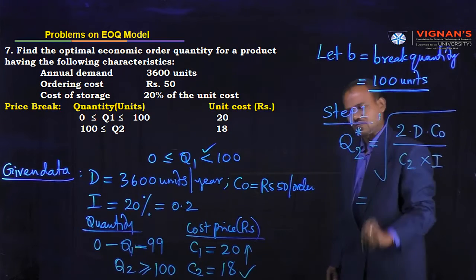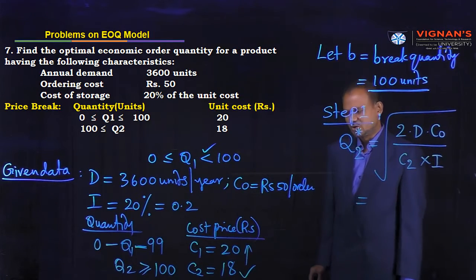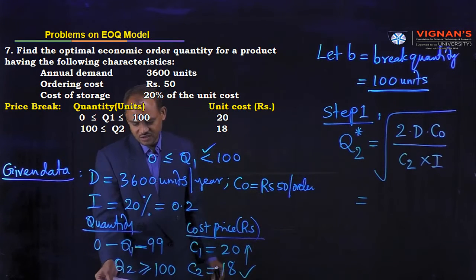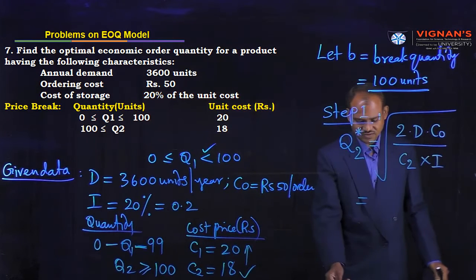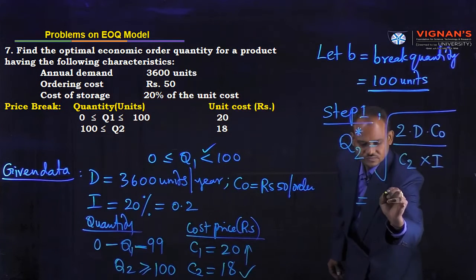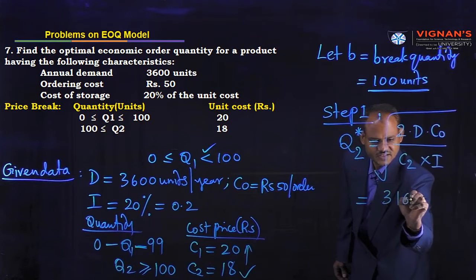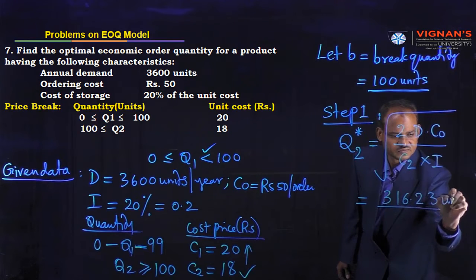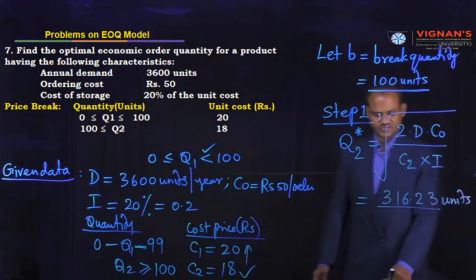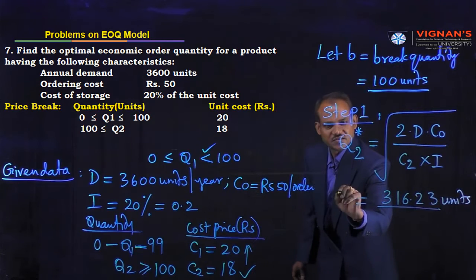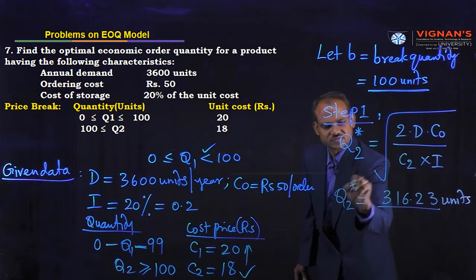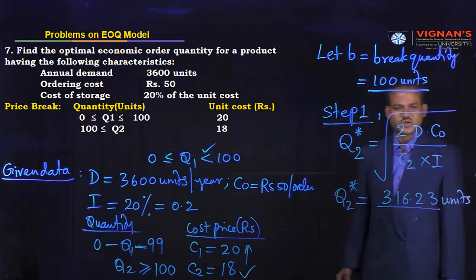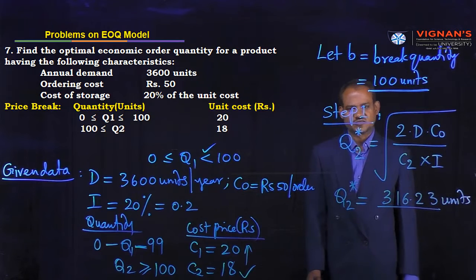Calculate this value. We need Q2 star. How much? After substitution of all the given values, you will get 316.23 approximately, 316 units. Okay, this is Q2 star. Q2 star is 316.23 units.